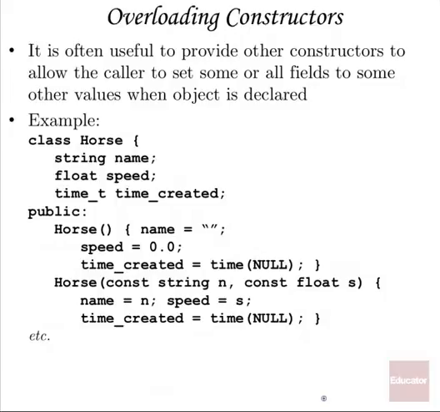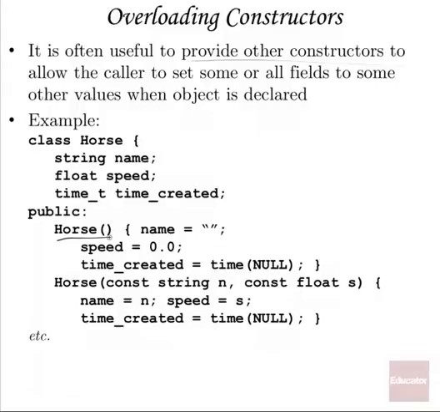So you're going to overload some constructors. Every time you use the same name for a particular function, in this case a constructor, but you have different parameters, you're overloading it, which is a kind of polymorphism. So it's useful to provide other constructors. Also notice if you provide any constructor at all, the compiler will not write a default constructor for you. You may need to also have a default constructor.